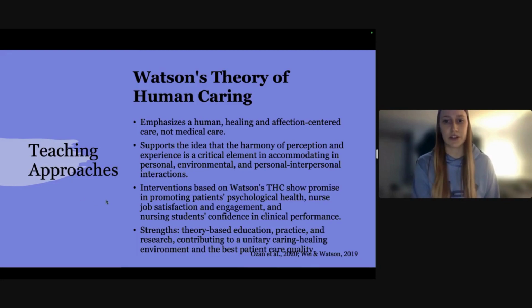This theory can be integrated into trauma-informed teaching practices as it provides a guideline to view the individual holistically and create supportive environments. This further allows educators to recognize the needs of individuals who have experienced trauma. A study by Ozan et al. 2020 found that interventions based on this theory positively impacted patient care, psychological health, nursing job satisfaction, and engagement of the nursing students. Furthermore, this study suggests that integrating human caring theory into education can enhance students' coping strategies and alleviate stress. Watson's theory of human caring improves the ability of educators to integrate trauma-informed teaching practices into precepting relationships through the 10 Caritas processes.